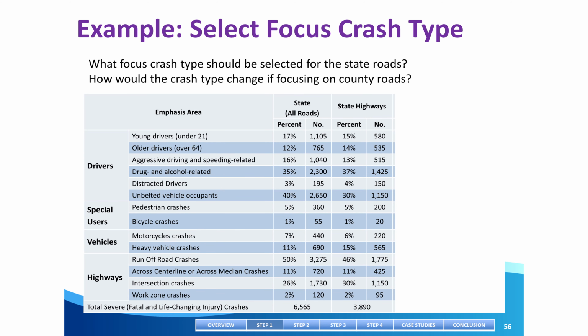It's maybe a little bit hard to see from the back, so hopefully you can see it on your screen or on your slide deck in front of you a little clearer. But our focus was on state roads. So we have all roads in the state, and then we have a column for state highways. So we're going to focus on the state highways. What would you say might be our focus crash type based on this information?